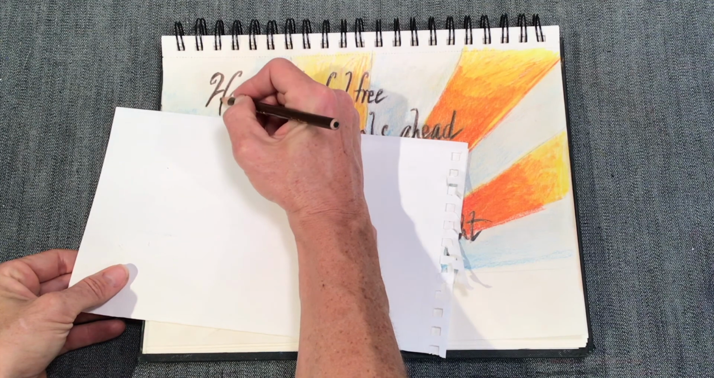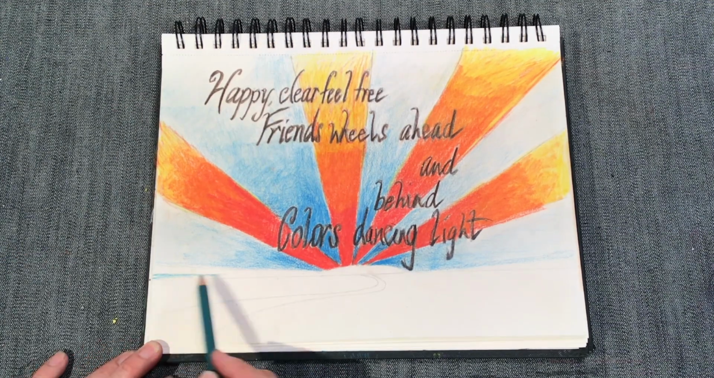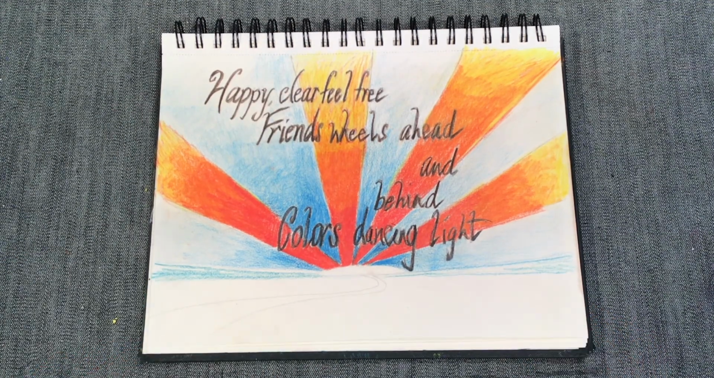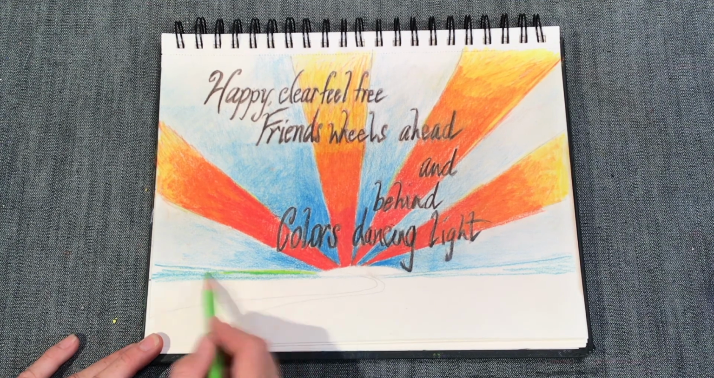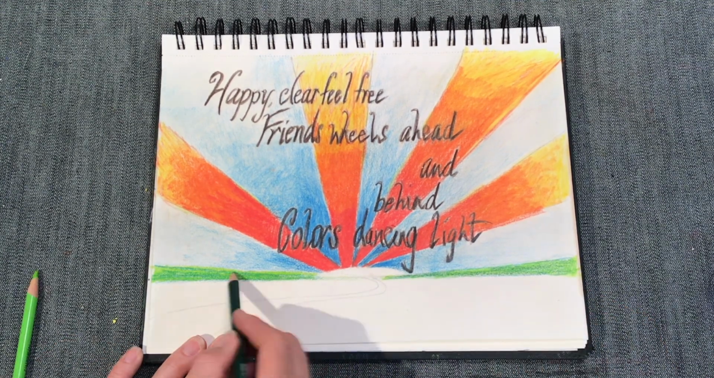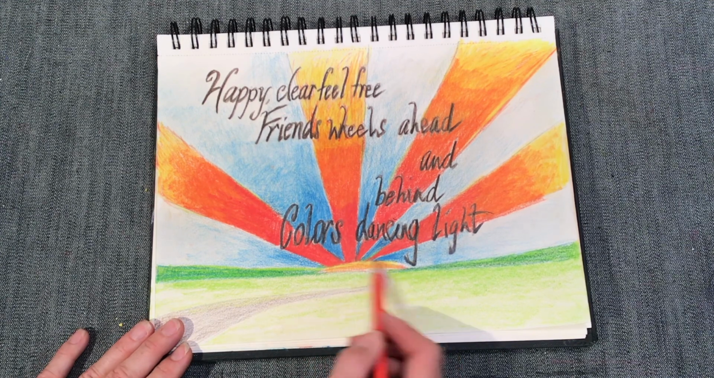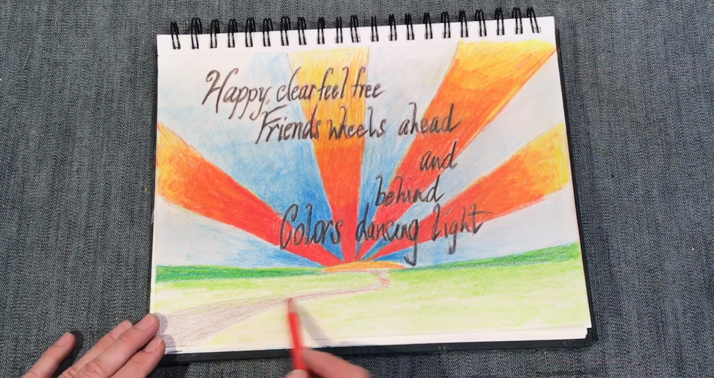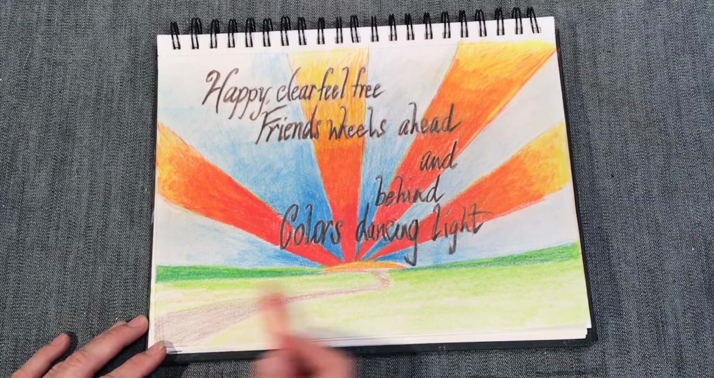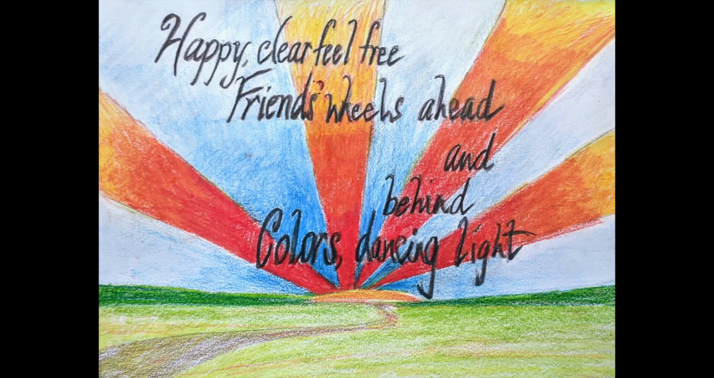Now that I've retraced over all of my letters and colored in the background, I need to color in the sun, the hills, and the rest of the picture. At this stage in the project, you'll have something completely different than me, and you'll be coloring it in any way you want.